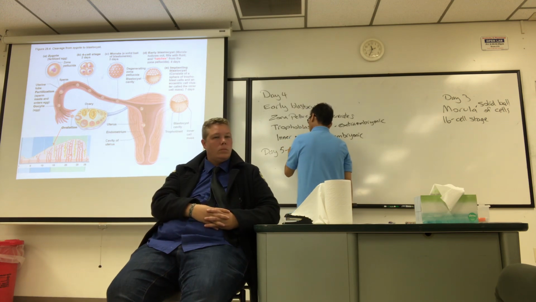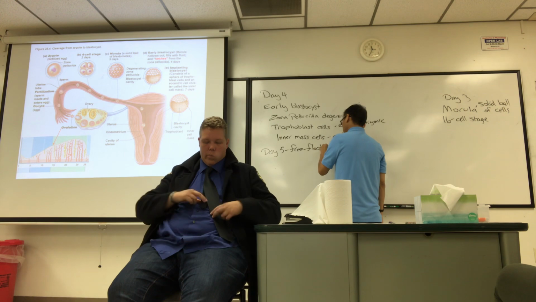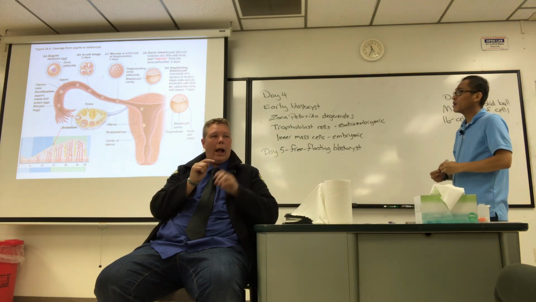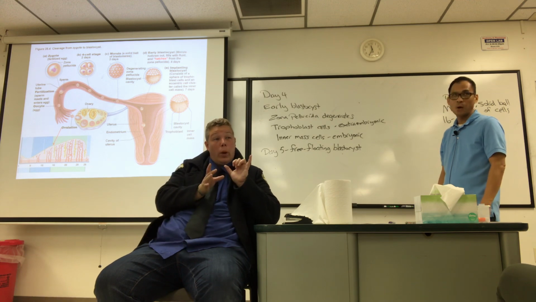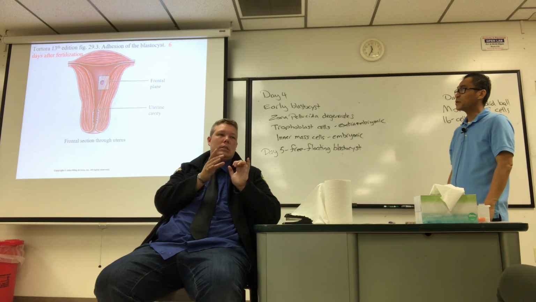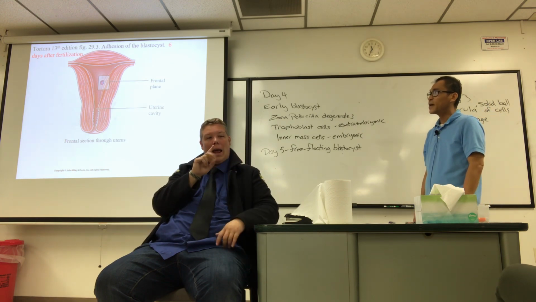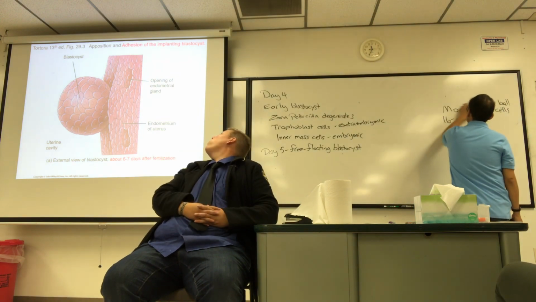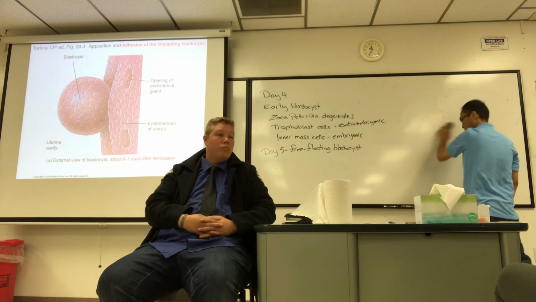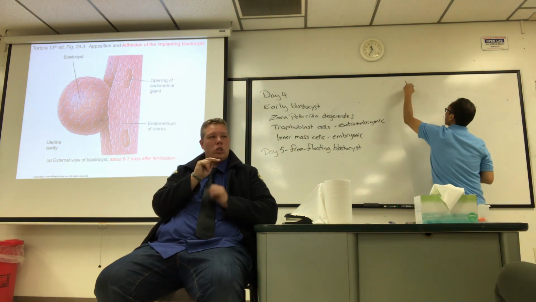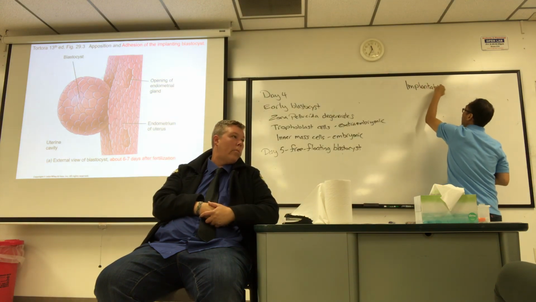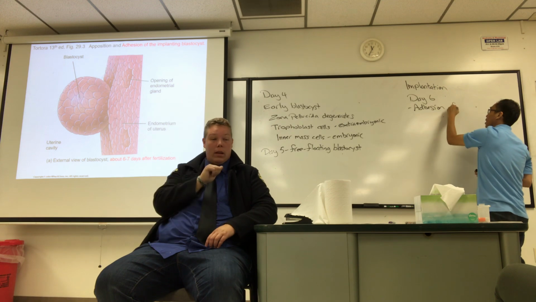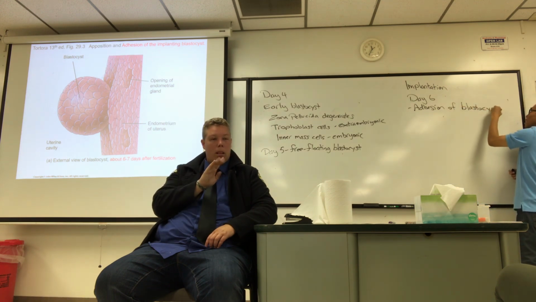Day five, free-floating blastocysts. You've hatched, you're just free-floating in the uterine cavity. But what's got to happen for you to implant is you've got to stick to the wall. So the implantation of the blastocyst, shown on day six, is adhesion of the blastocyst, 6 days post-fertilization. So think of implantation. It starts to happen on day six, because you have adhesion of the blastocyst on the endometrium.